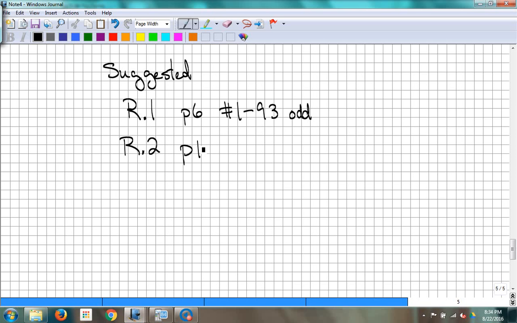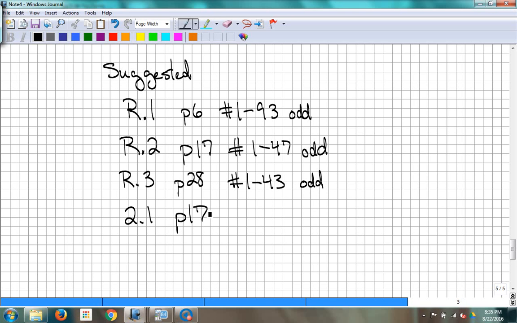On R2, page 17, 1 through 47. And I say the odd ones because the odd answers are in the back. That way you can check to see if you got them right or wrong. You guys have been in math classes before. You know that's kind of how the books work. In high school, they worked that way. They still work that way now. 1 through 43 odd for the R3 sections. And then on 2.1 on page 178, 1 through 59 odd.